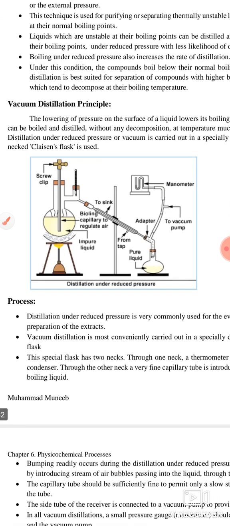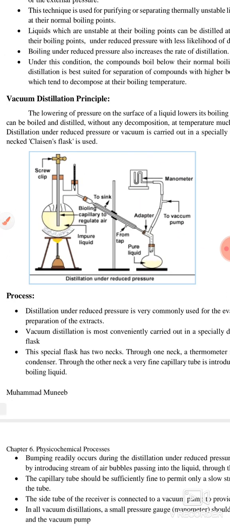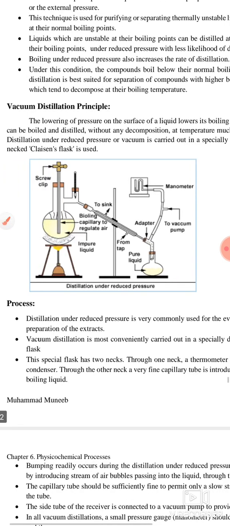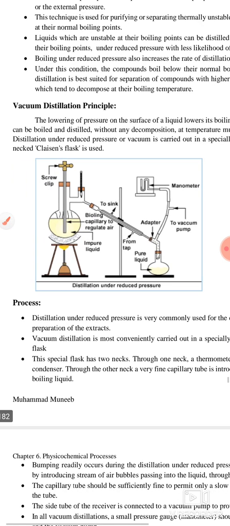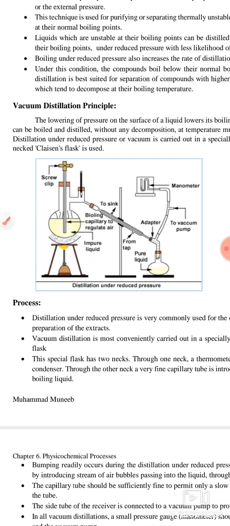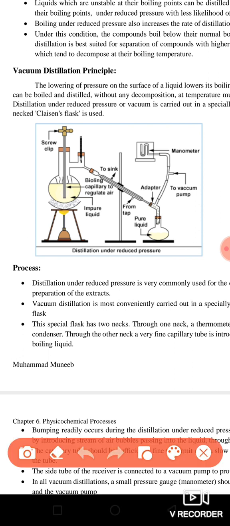Now we discuss the principle of this process. First you have to lower the pressure on the surface of the liquid, and after lowering it, you distill or boil it, and the compound will never undergo decomposition, because the temperature is going to be lower than its normal boiling point. The distillation will be carried out at a fast rate, and the apparatus used for this process is the Claisen flask. Okay, the scientist Claisen proposed this apparatus, so this procedure is named after him.